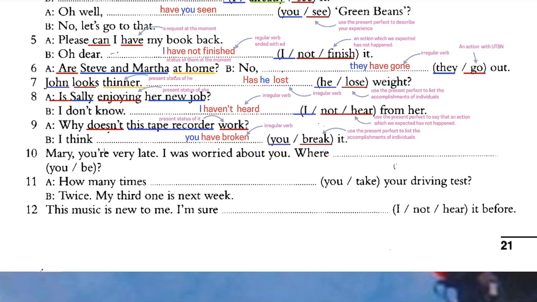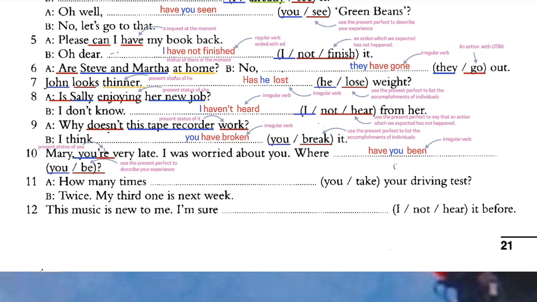Number 10. "You are" is a present status of you. And the verb "be" uses the present perfect to describe your experience, and the subject "you" is telling us we must use have. So, where have you been? And "been" belongs to the verb "to be" family and is also an irregular verb. So the answer, where have you been?